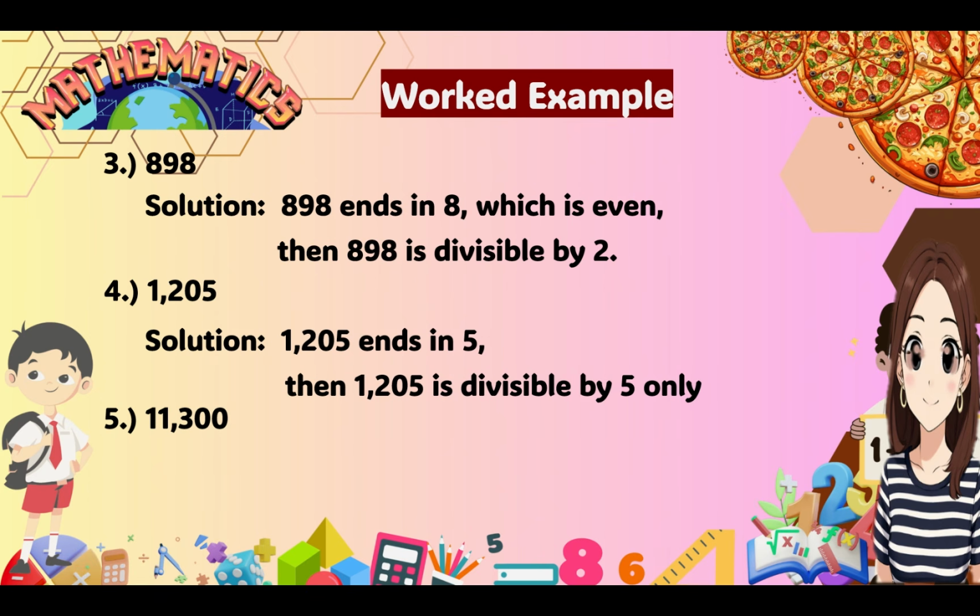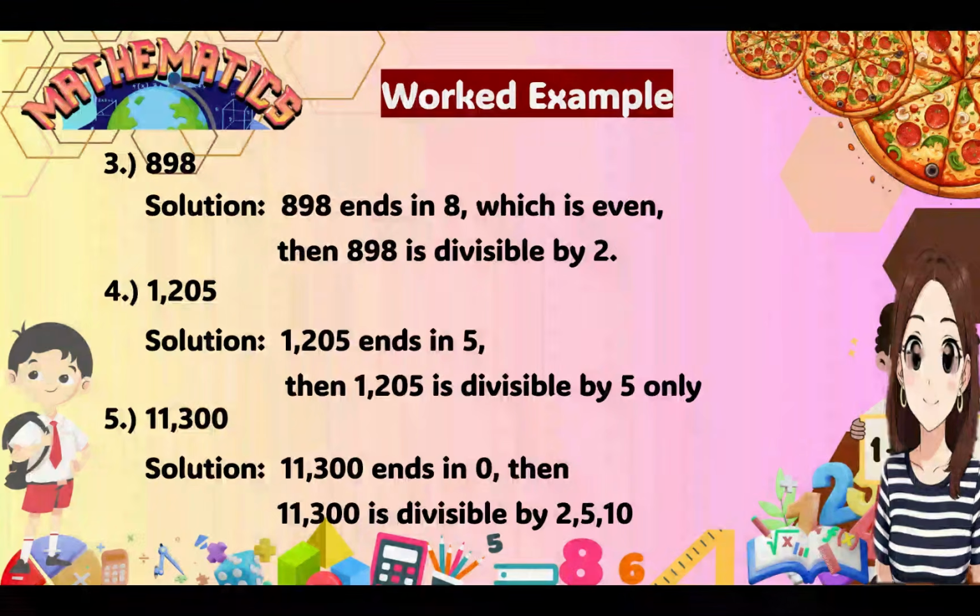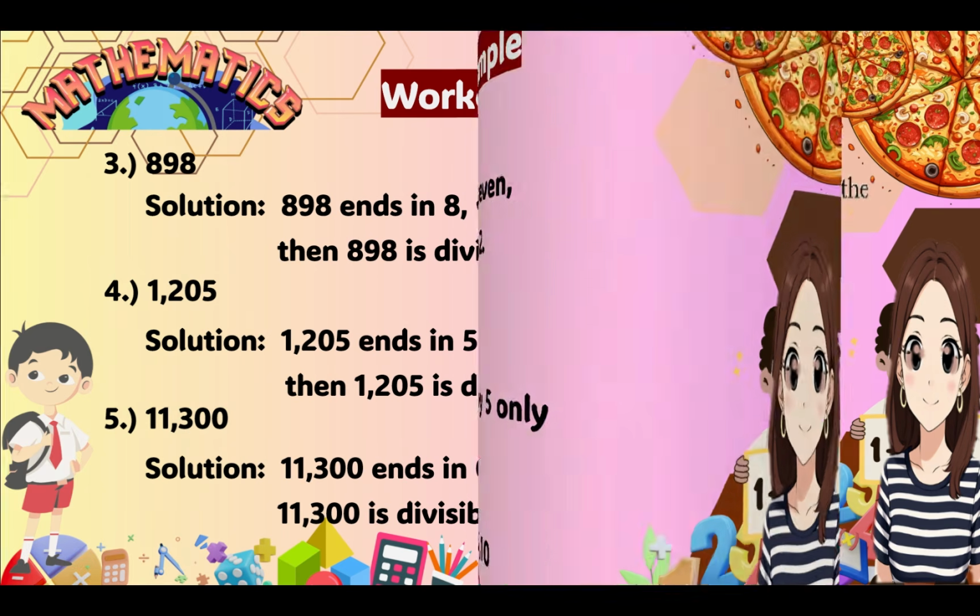1205 ends in 5, then 1205 is divisible by 5 only. It's not divisible by 2 because 5 is not even. It's also not divisible by 10 because it doesn't end with 0. So only 5 can divide 1205. For number 5, 11,300 ends in 0. Then 11,300 is divisible by 2, 5, and 10.